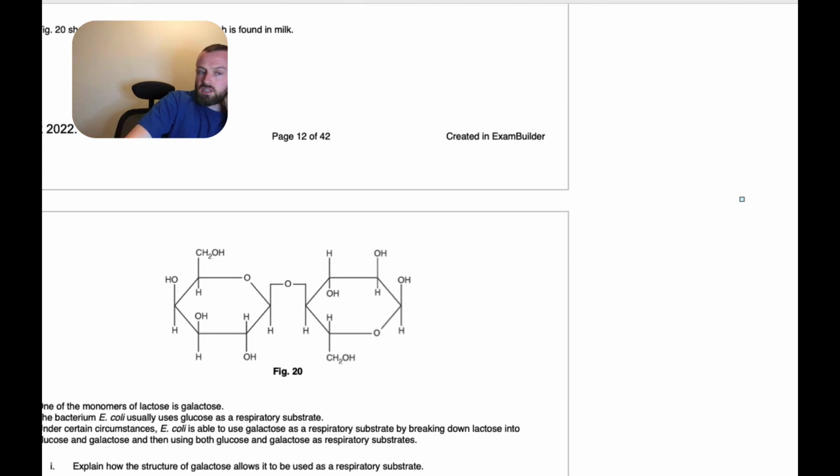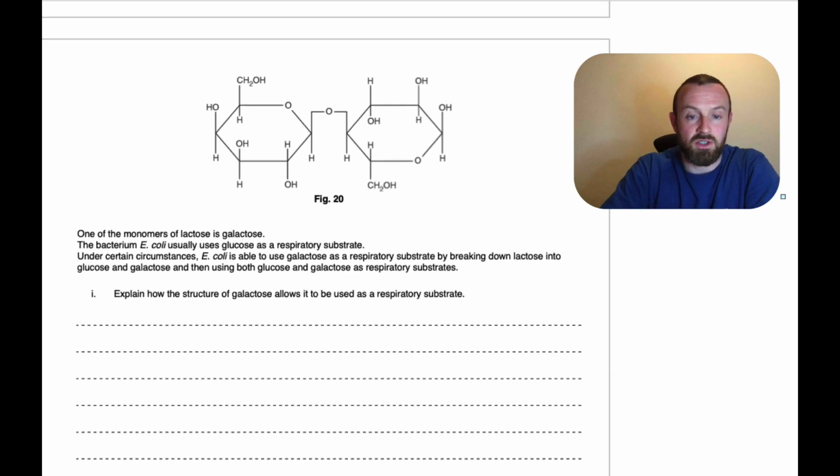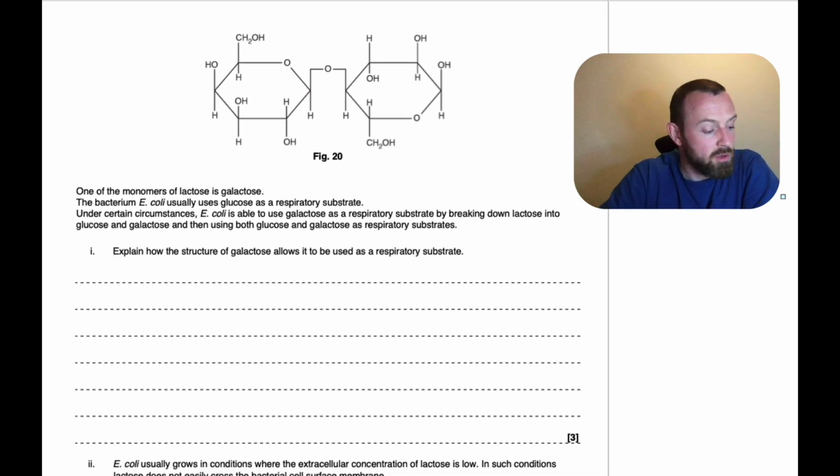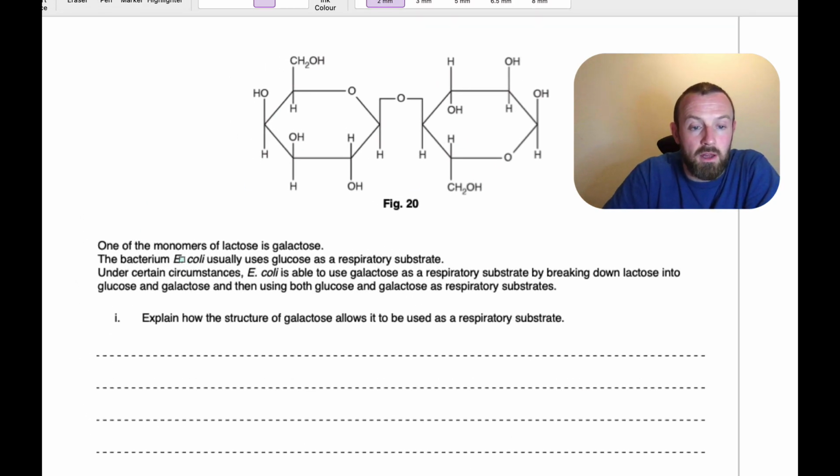All right, figure 20 shows the disaccharide lactose, which is found in milk. So this is lactose here. One of the monomers of lactose is galactose. The bacterium E. coli usually uses glucose as a respiratory substrate, but under certain circumstances, E. coli is able to use galactose as a respiratory substrate by breaking down lactose into glucose and galactose, and then using both glucose and galactose as respiratory substrates. So this says, explain how the structure of galactose allows it to be used as a respiratory substrate.